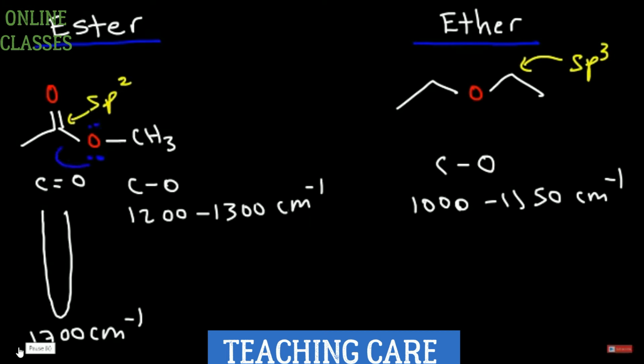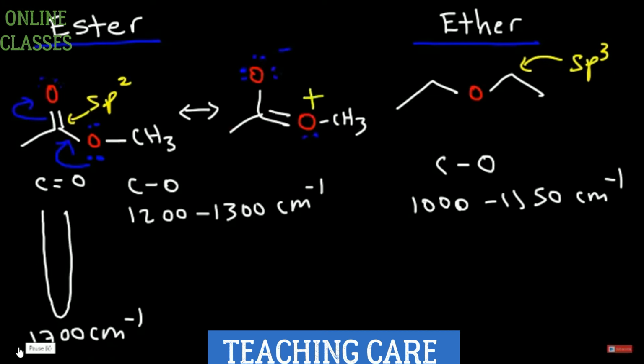So let's take this lone pair, let's form a pi bond, and let's break this pi bond. And now let's draw the resonance structure of the ester. And let's add the corresponding lone pairs. So we could see that the sp2 CO stretch of the ester has more double bond character than the sp3 CO stretch of the ether due to resonance.